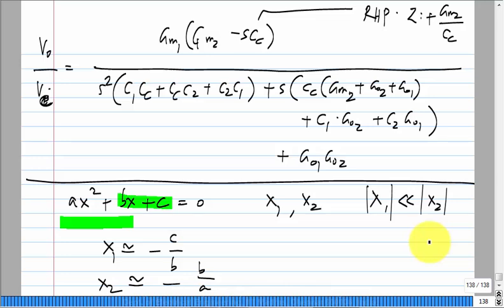Of course, this does not work at all if this had complex conjugate roots, because then clearly this cannot be the case. The magnitudes are equal to each other. So, it works only when the poles are real and well separated.